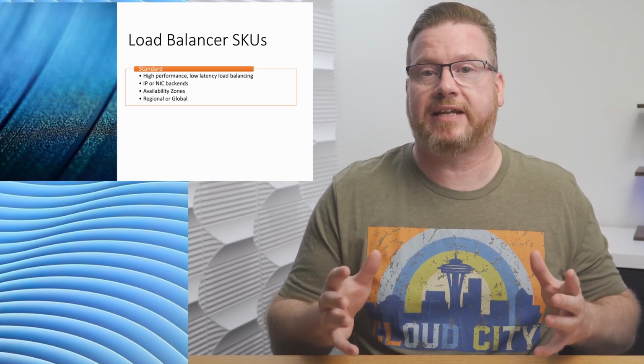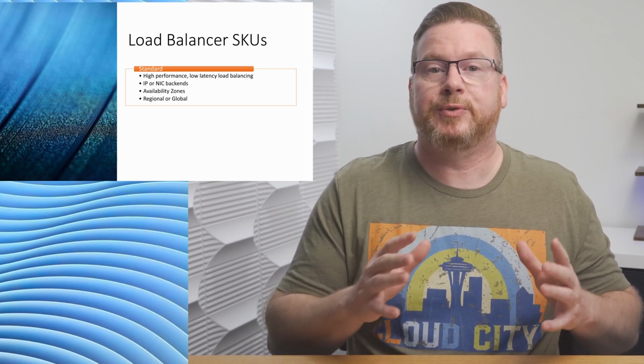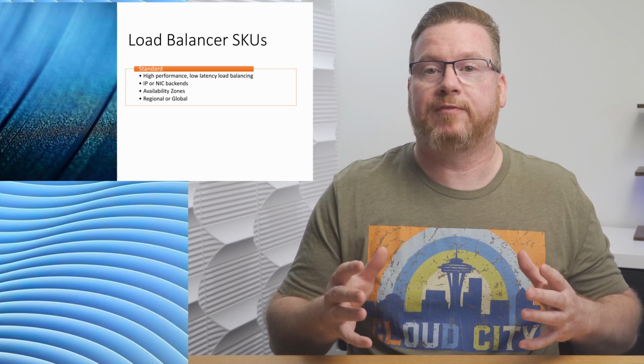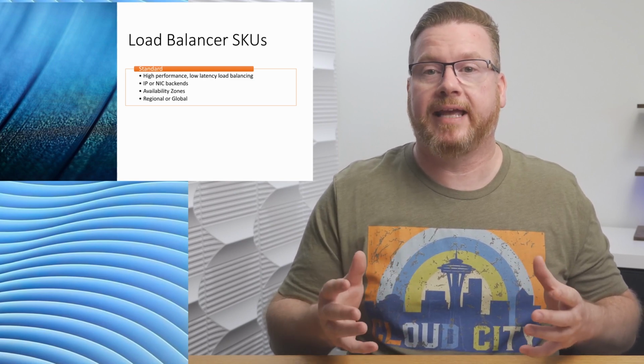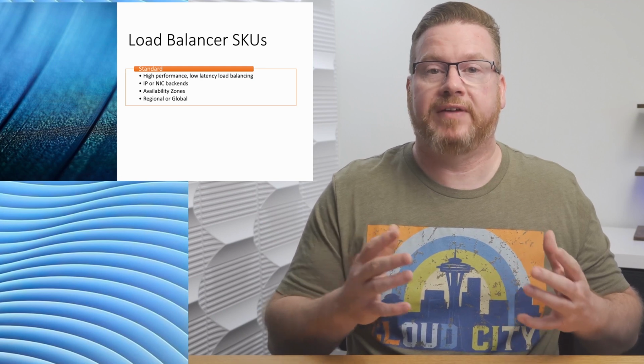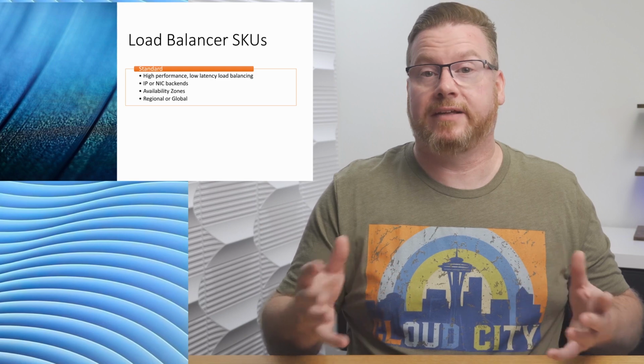There are three SKUs available for Azure load balancers. First is a standard load balancer. That's what we're working with in this video. It allows us to load balance network traffic at high performance with low latency. We can use an IP or NIC for the back end, and it can be deployed to availability zones. There are regional or global tiers available for standard load balancers.